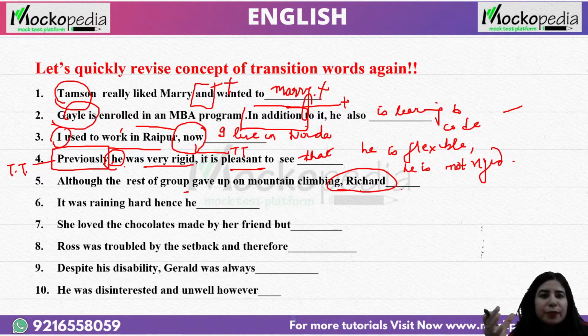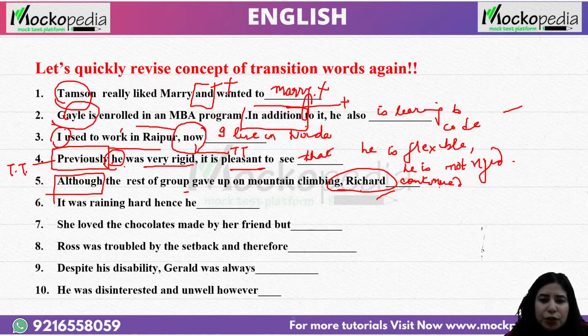Now, what is the additional information the sentence is offering? That the rest of the group gave up on mountain climbing. Now, it is very important that you observe the term "although." If you miss this, then you are going to reach an incorrect answer, right? If you just remove "although," or if you don't notice it, the rest of the group gave up on mountain climbing, Richard agreed. But when we see this term "although," we are able to realize that Richard is doing something else. The rest of the group gave up on mountain climbing, Richard continued. Richard did not give up, right? So either you can say Richard continued or Richard did not give up, right?